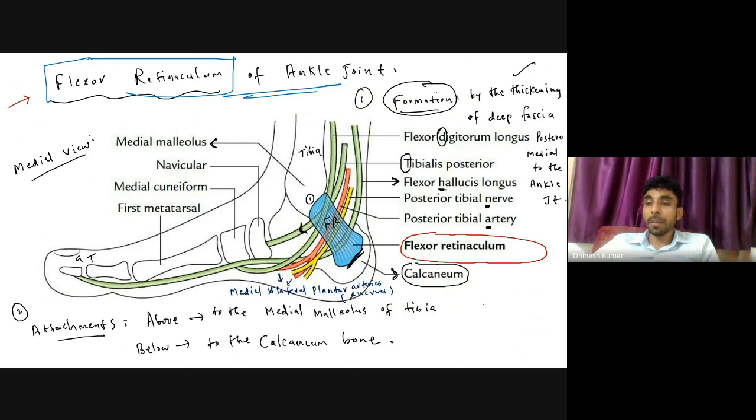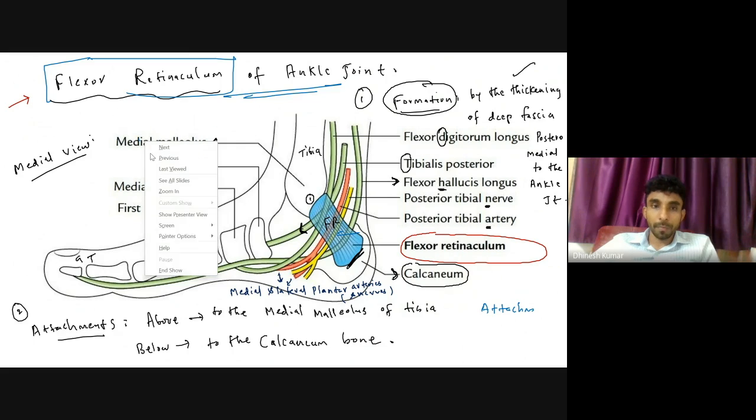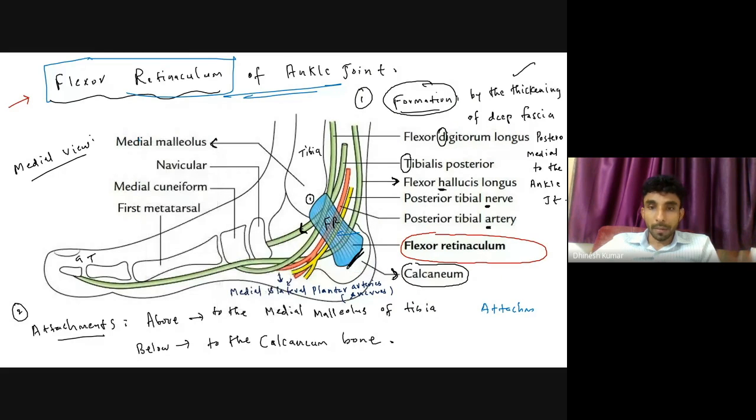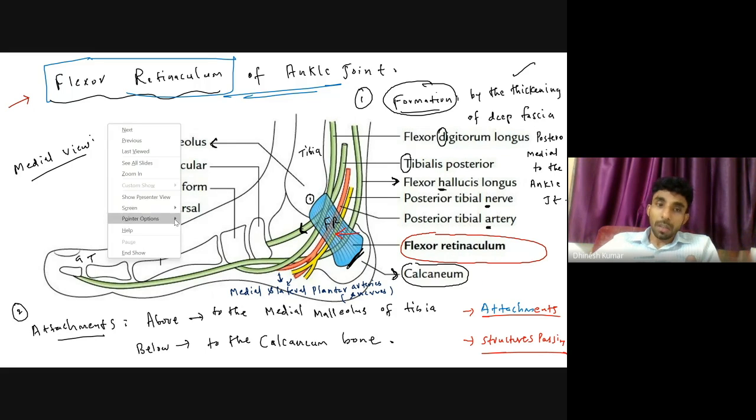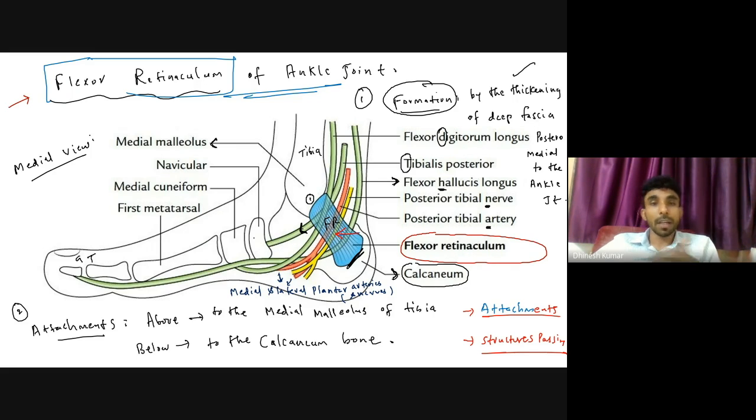The subquestions may be attachments of the pinned structure. So in the spotter's exam, this structure may be pinned, the flexor retinaculum of ankle joint. So they may ask the attachments, otherwise structures passing deep to the pinned structure. So let's talk about the attachments and structures passing deep to the flexor retinaculum.